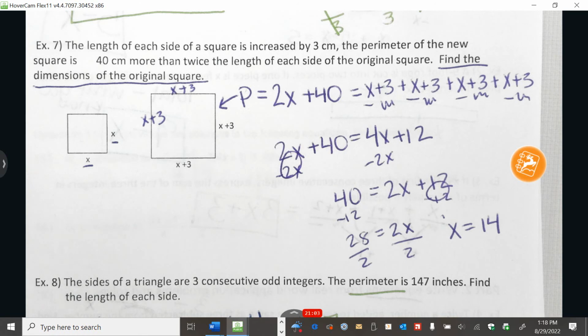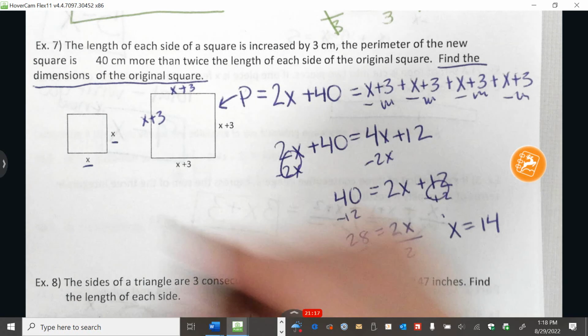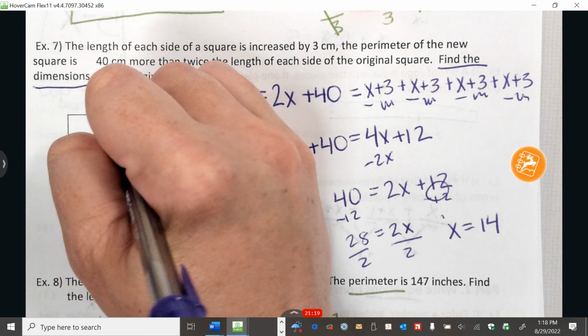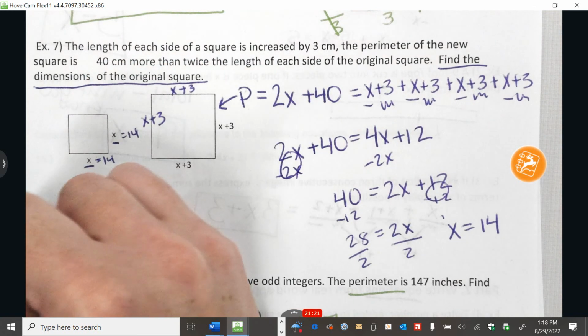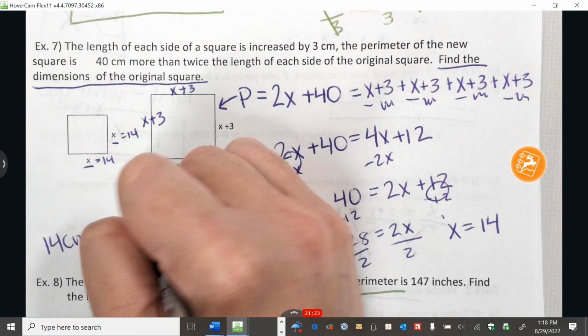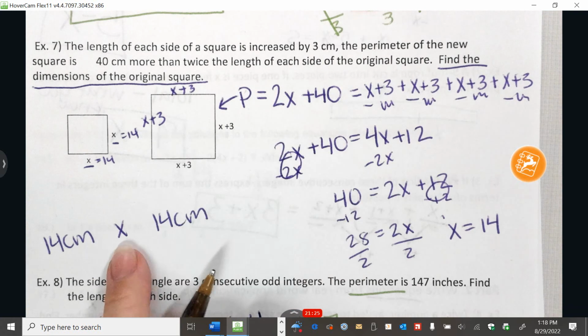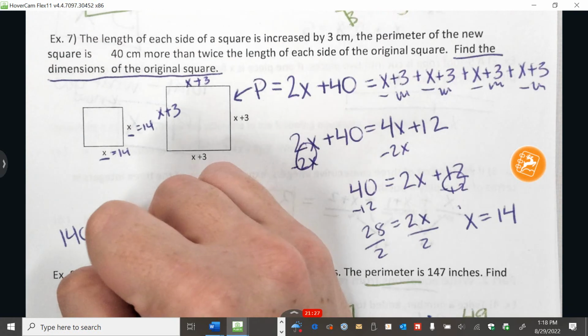So it's just, you know when you're at like Home Depot or Lowe's, okay, and you walk around and they have those signs in the wood area and it's like 2 by 3 or 2x3? That stands for 2 by 3. That's the dimensions. So x is 14 and we're asking about the original. So it's 14 centimeters by 14 centimeters. The x here just stands for by.